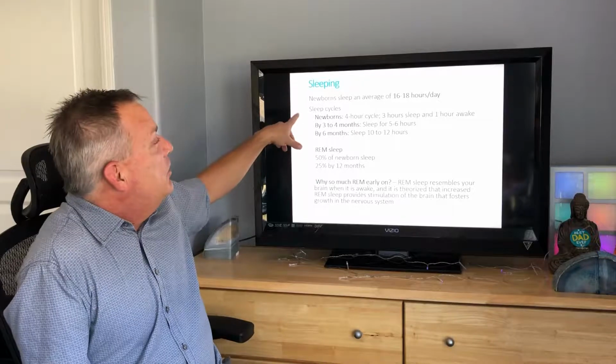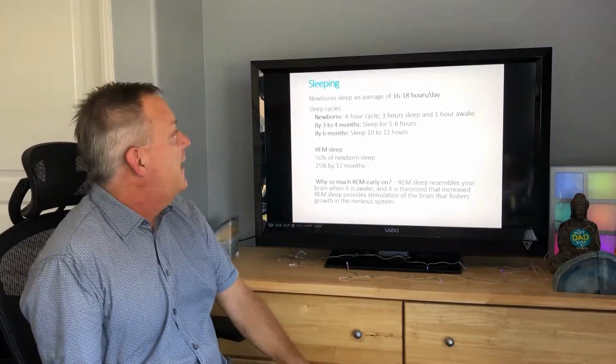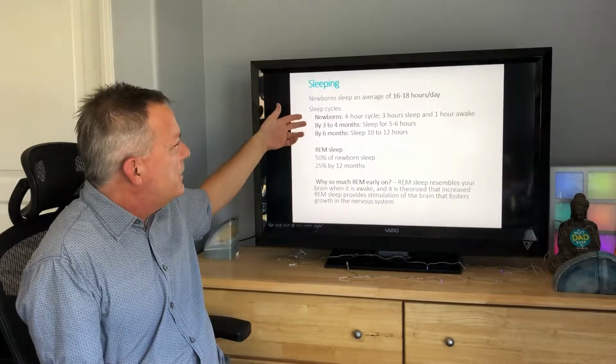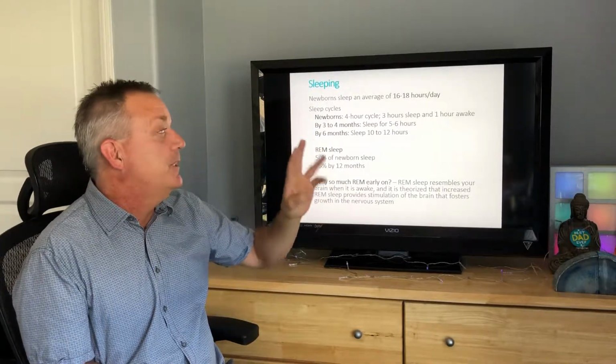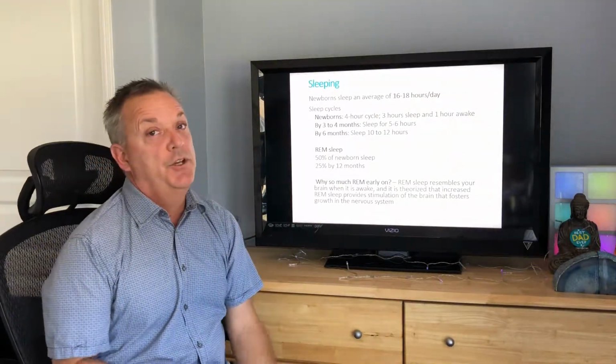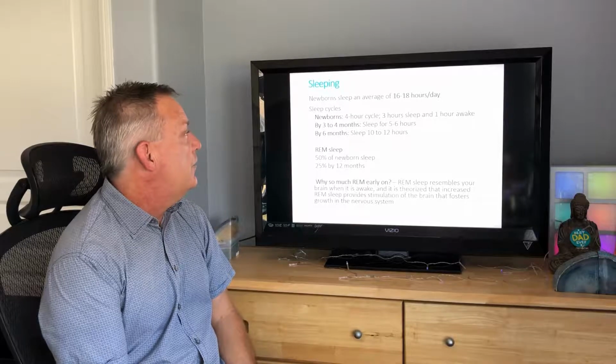Anyway, sleeping. Newborns sleep an average of 16 to 18 hours a day. Oh my gosh, like cats, right? Sleep cycles: the newborns have 4-hour cycles where they have 3 hours of sleep and 1 hour awake. So you're not getting very much sleep at night in those first 3 months.